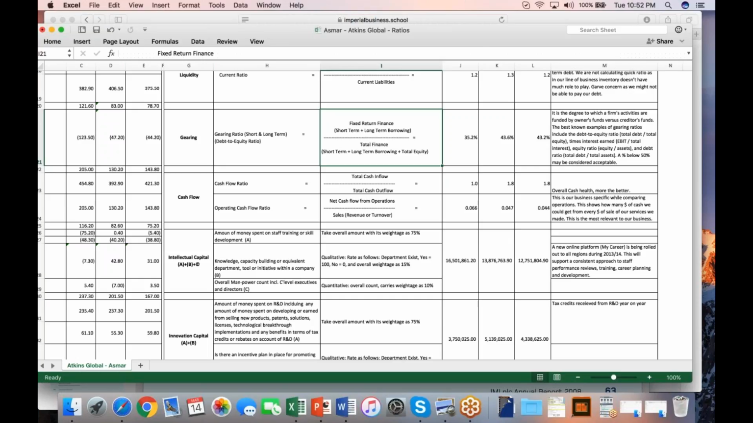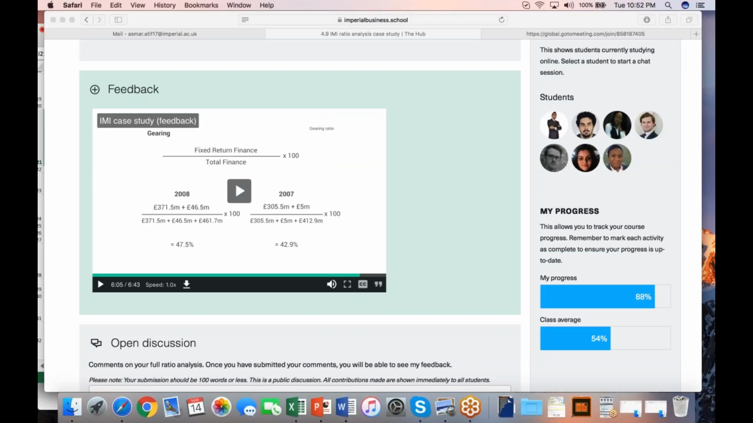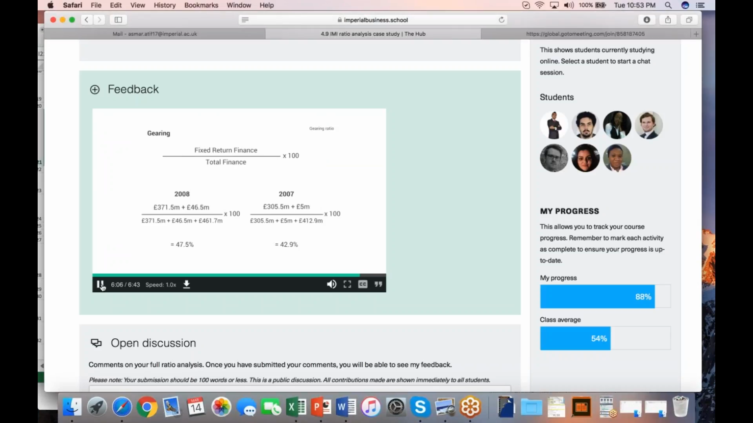The numbers for these calculations can be found in the balance sheet. Gearing for 2008 is 47.5% and for 2007 42.9%. A percentage below 50% may be considered acceptable. The ratio for 2008 is near that mark, which suggests that there's not much potential for more long-term borrowing if necessary.